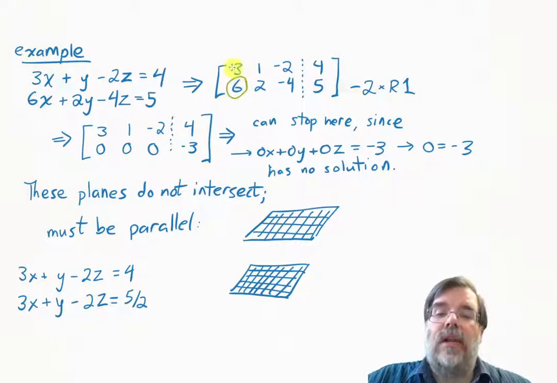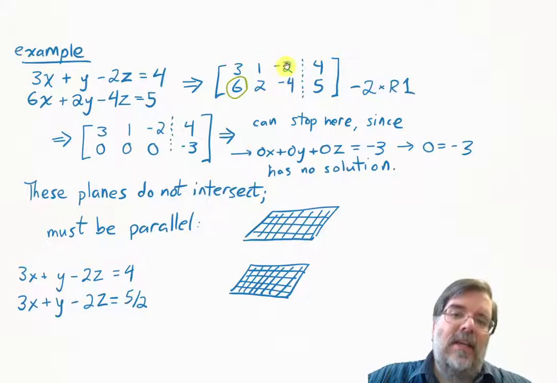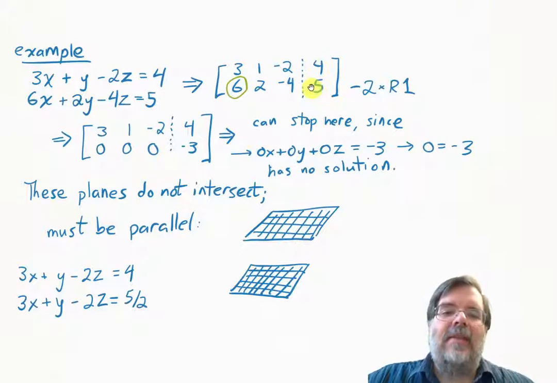Right, so let's go ahead and subtract 2 times row 1. 6 minus 2 times 3 is 0. 2 minus 2 times 1 is 0. Negative 4 minus 2 times negative 2, that's minus 4 plus 4, so that's 0. And 5 minus 2 times 4, that's negative 3. Right? Whenever you see an equation like this, all zeros on the left-hand side and a non-zero number on the right, you can actually stop here. You don't really need to go all the way to row-reduced echelon form once you've deduced that there's no solution.